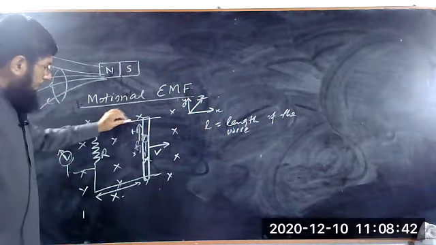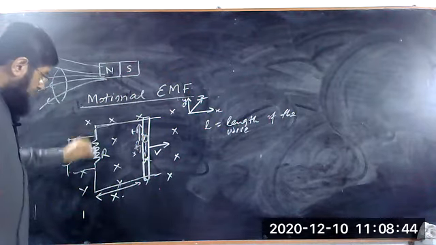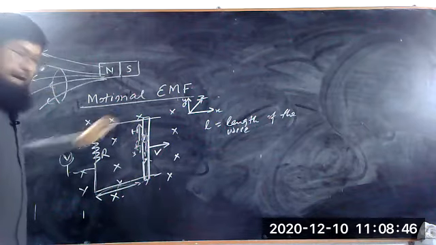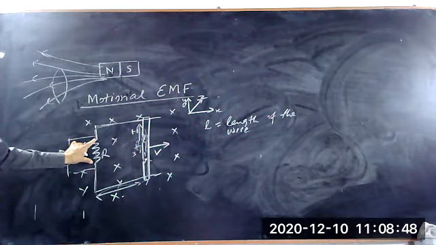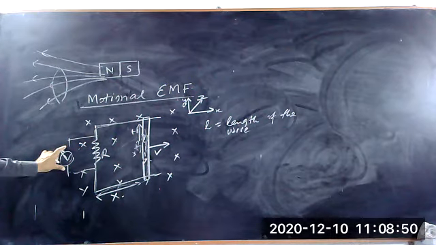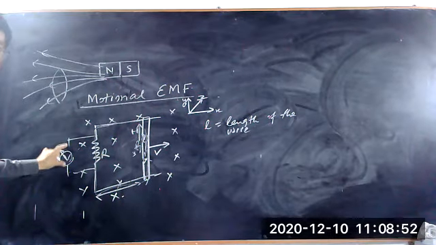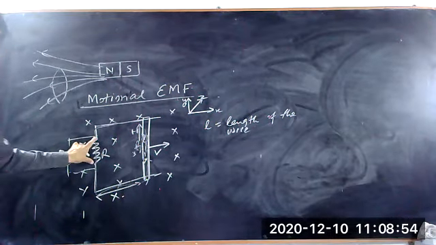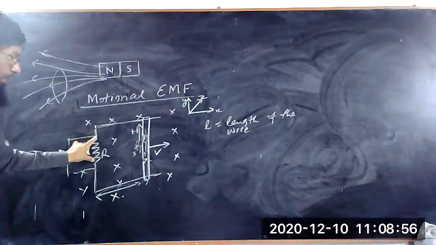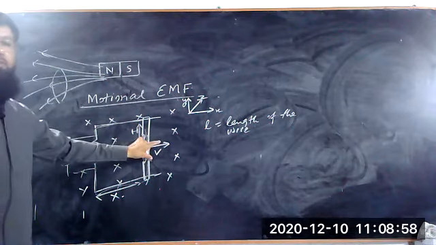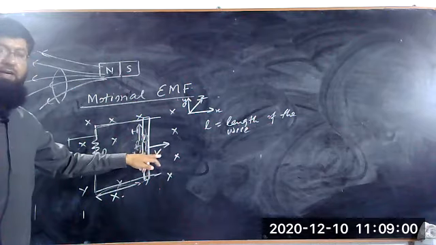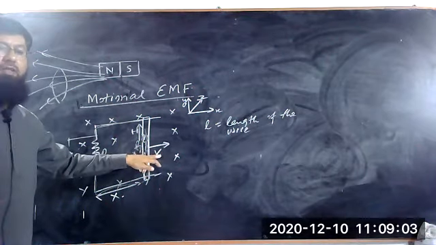Now this is the complete circuit. The current will flow through this circuit, and this resistor gives the voltage drop. So an EMF is induced across the resistor. This EMF, because of the motion of the wire, is known as the motional EMF.